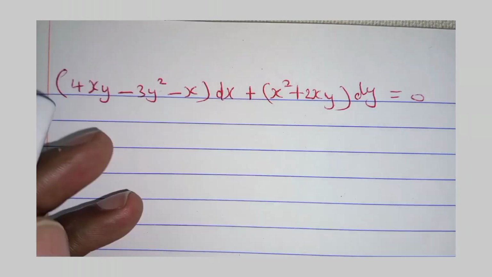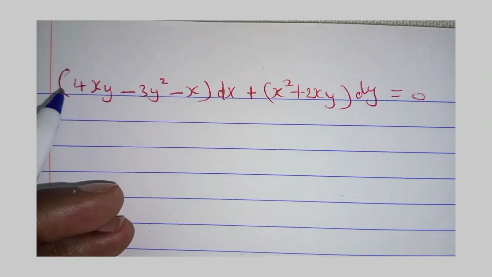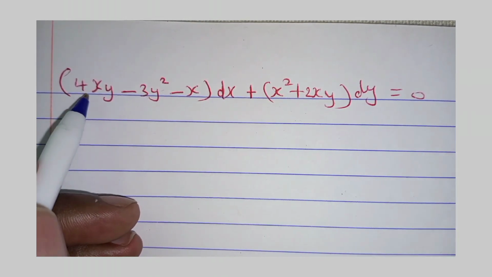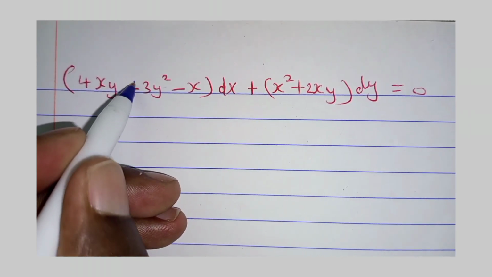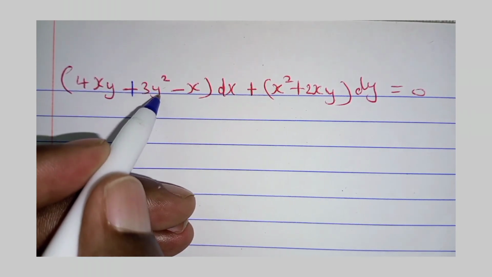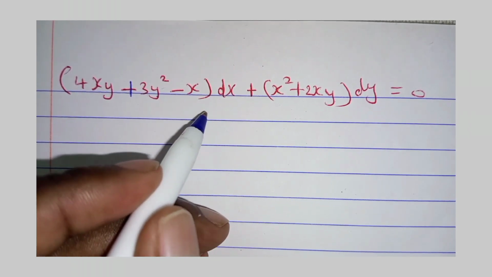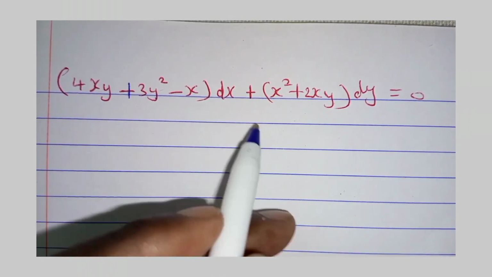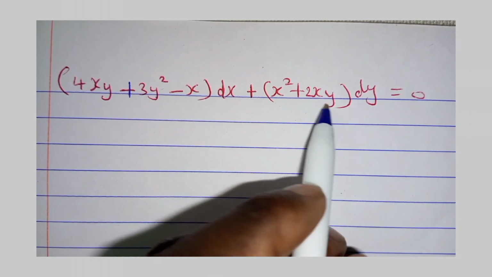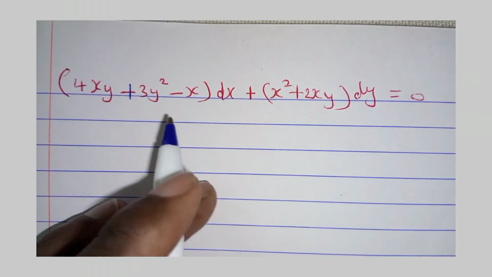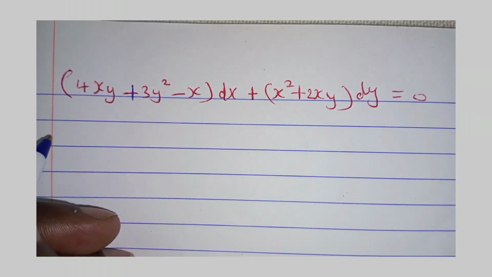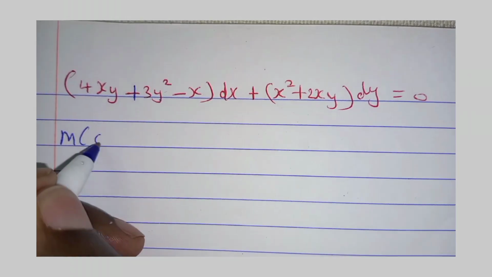We are considering this equation given here: bracket 4xy plus 3y squared minus x, everything dx, then plus x squared plus 2xy, everything bracket dy, is equal to 0. So first of all, we are going to write the function M, which is in terms of x and y.